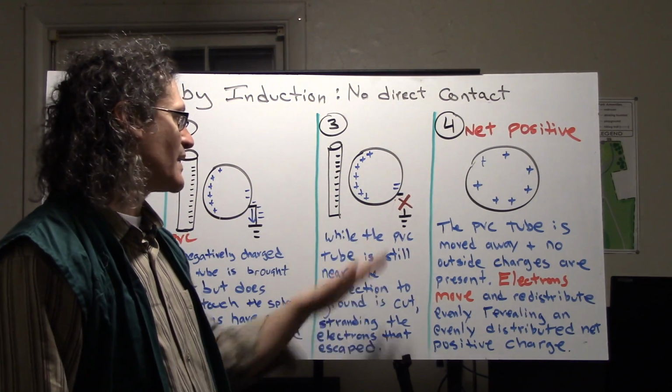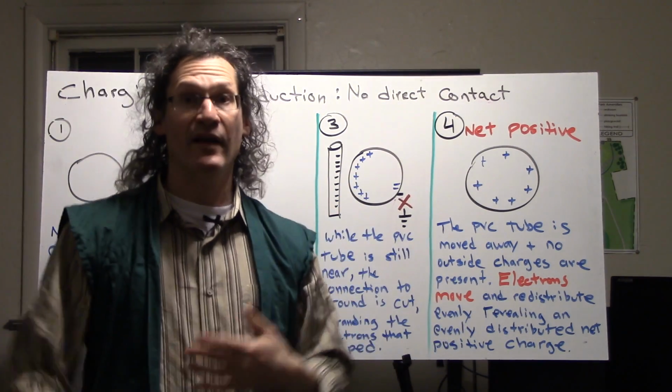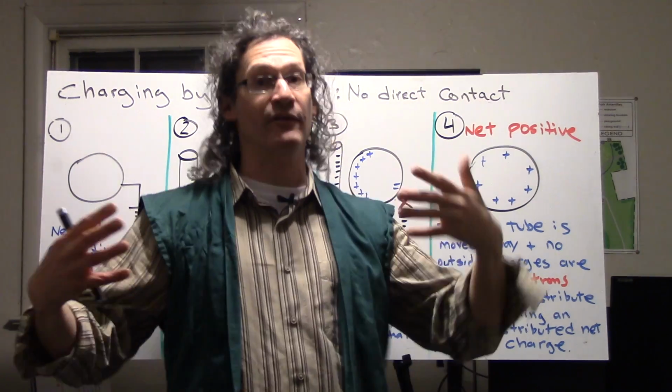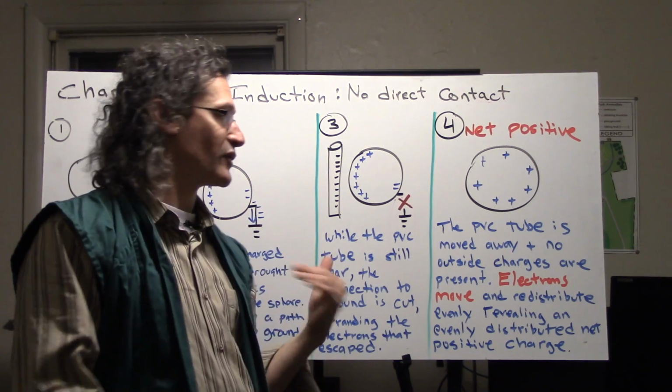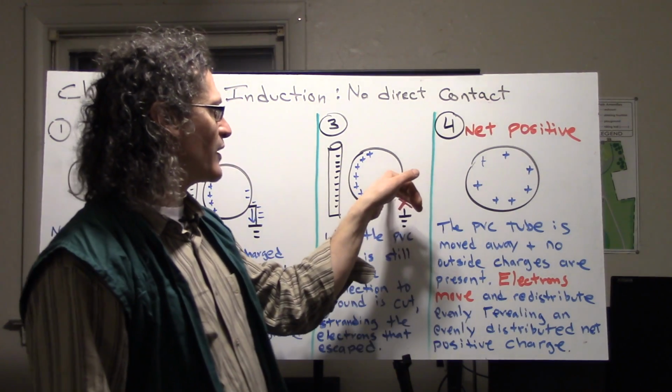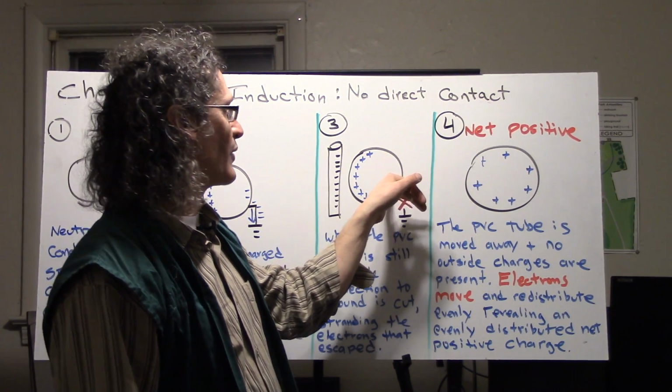So what happened is that the electrons that left through the ground have been stranded. They can't get back in. There's no path for them to move. They have to move through some kind of conductor. So this has got a conductor to ground. They can't get back. So there's a couple guys that are like, okay, so now what happens?